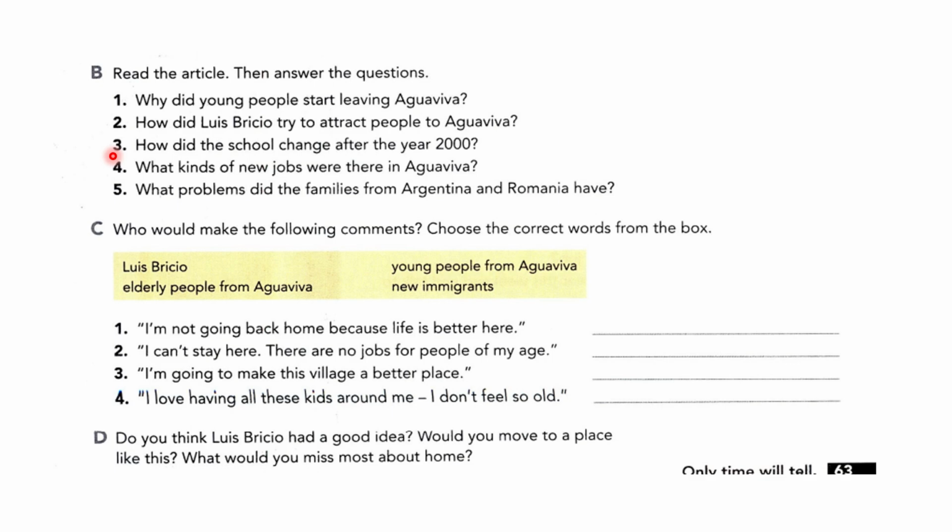There was work for building repairing and a factory for electric parts. Okay, they found jobs in construction, repairing houses, and in a factory making car parts. And the last one, what problems did the families from Argentina and Romania have?